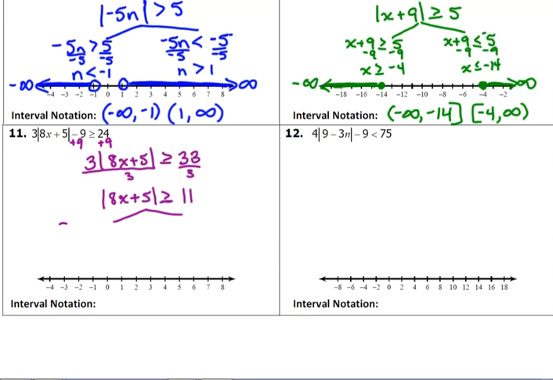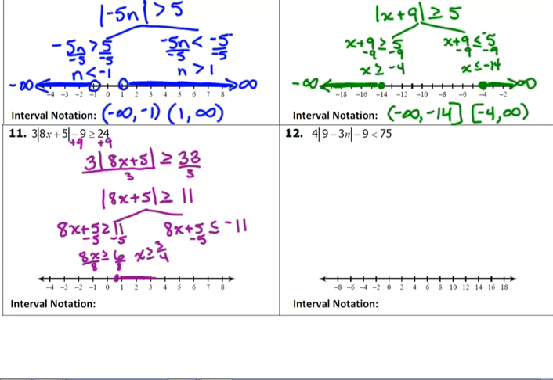2 cases. 8x plus 5 greater than or equal to 11. 8x plus 5 less than or equal to negative 11. Keep it, switch, switch. Subtract 5, 8x greater than or equal to 6. Divide by 8. I'm running out of room. x is greater than or equal to 6 over 8. Both divisible by 2, 3/4. So that right here, greater than that.